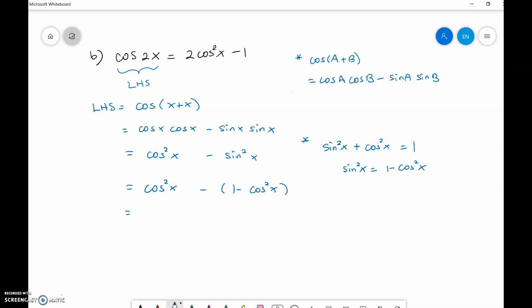Make sure you have parentheses around 1 minus cosine squared x, because we have another negative sign in front of it. It will distribute over the whole expression and become minus 1 plus cosine squared x. So at the end, I end up with 2 copies of cosine squared x minus 1, which is equal to the right hand side. For this one, you can try something very similar: cosine of 2x equals 1 minus 2 sine squared x.